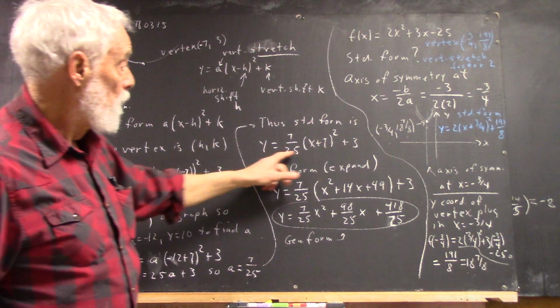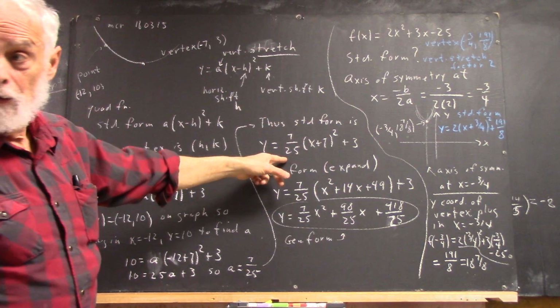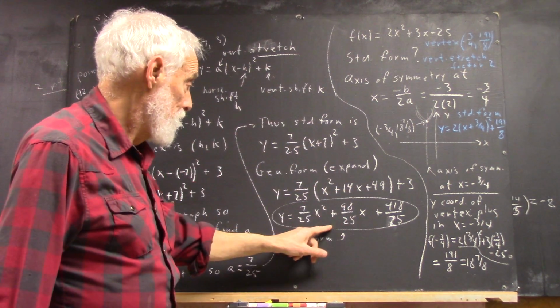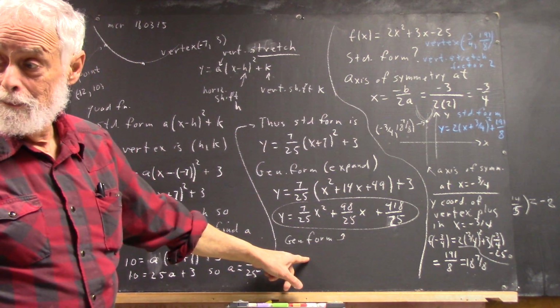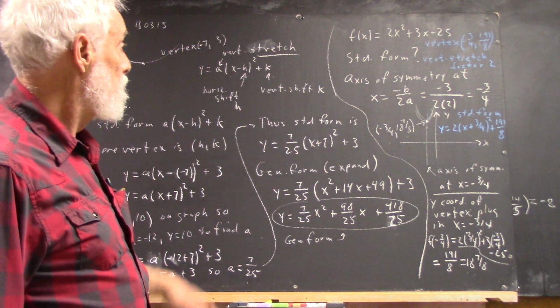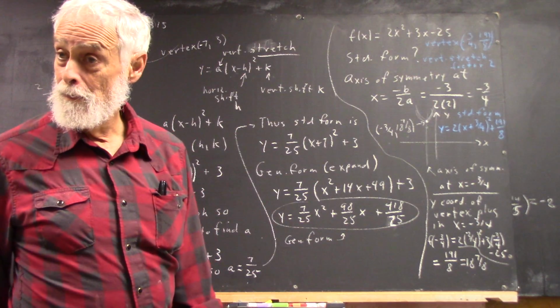So now our standard form is this. Just replace the a with the value that we just got for a. Expand it, distribute, you get this. There's your general form, okay? Then, if you want, you could substitute. Well, how do you find the vertex given the general form?